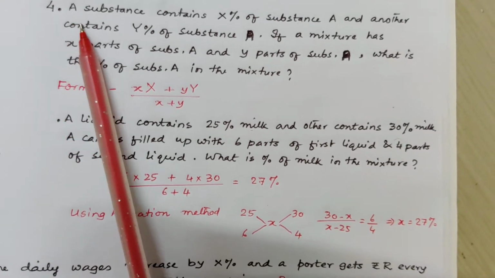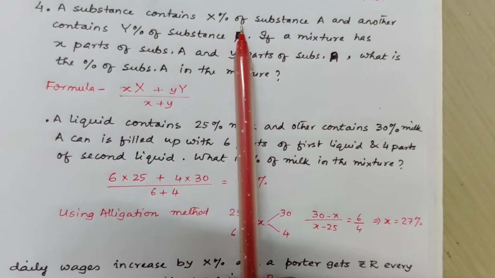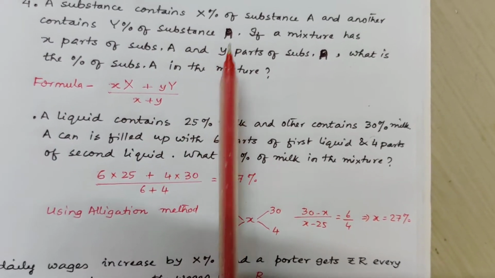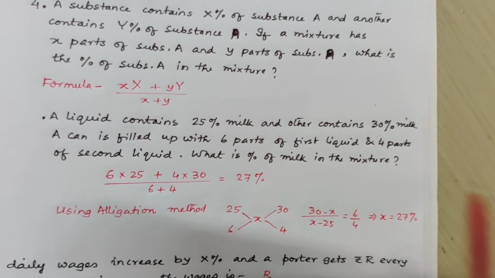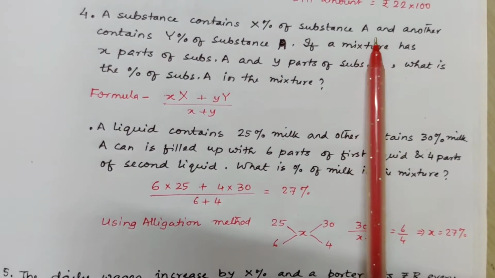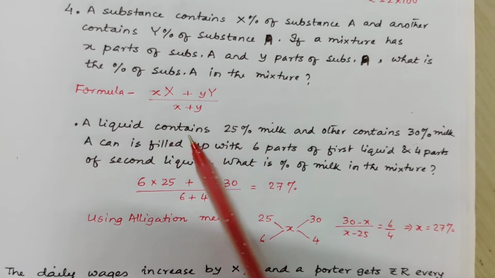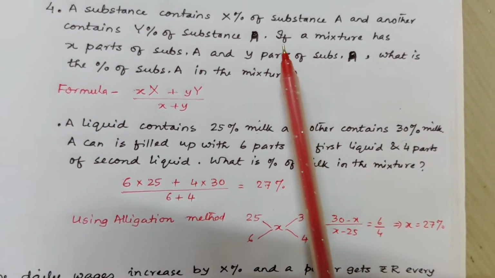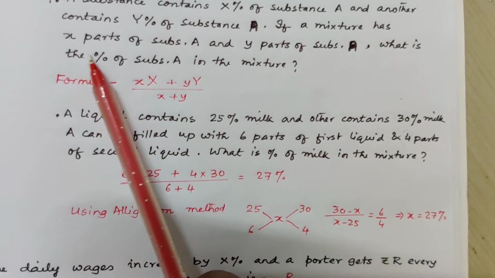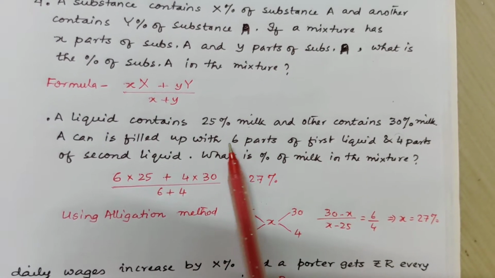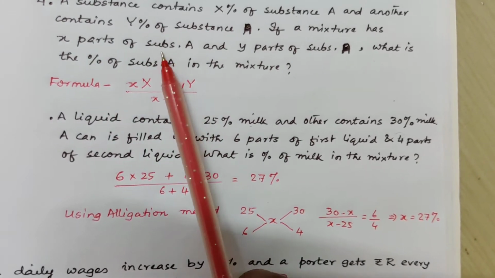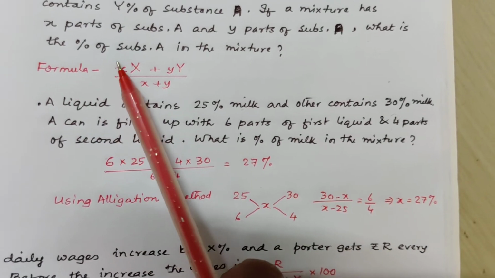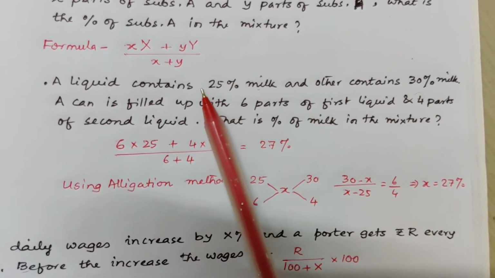Type number 4. A substance contains X percent of a substance A and another contains Y percent of the same substance A. Let us consider that it is milk. So in one case it is 25% milk and the other contains 30% milk. Now if a mixture has 6 parts, meaning x parts of substance A and y parts of substance A, what is the percentage of the substance A in the mixture?